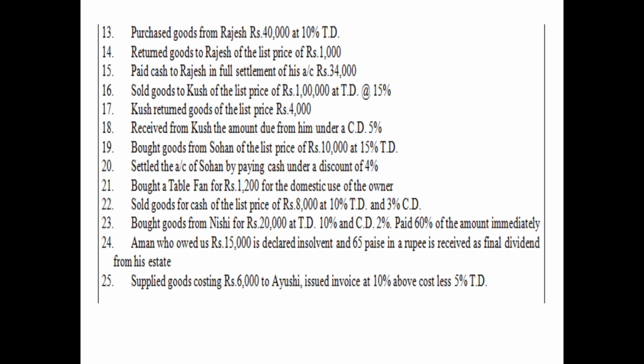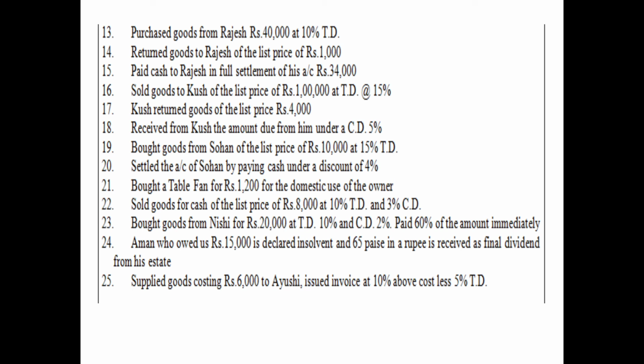So Aman, who owed us, that means Aman was our debtor for rupees 15,000, has become insolvent, and after selling his private property, only 65% could be recovered. That means the remaining 35% could not be recovered. That means the remaining 35% is the bad debts. It is a loss. So the 65% of 15,000, which is 9,750, is being received in cash. Cash is coming in, therefore cash account will be debited.